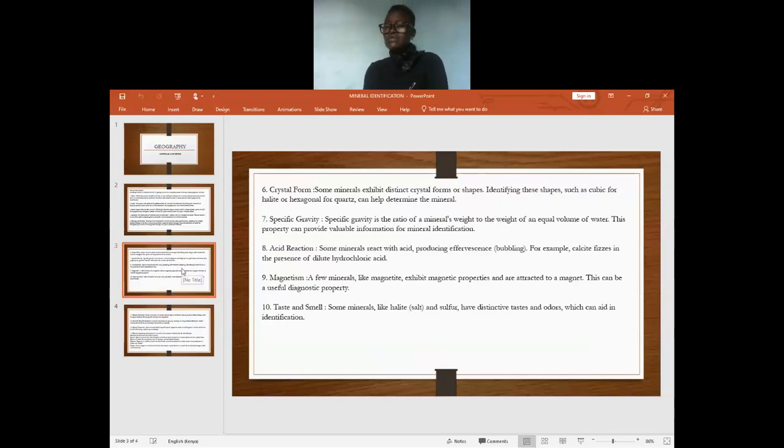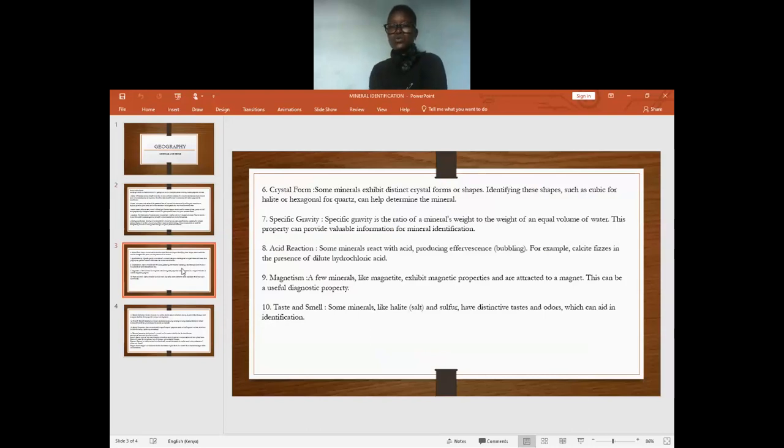And another way to determine a mineral is specific gravity. Specific gravity is the ratio of a mineral's weight to the weight of an equal volume of water. This property can provide valuable information for mineral identification. Another way to identify is by acid reaction. Some minerals react with acid, bubbling. In chemistry, it's called effervescence. So some minerals can react to acid, producing those bubbles.